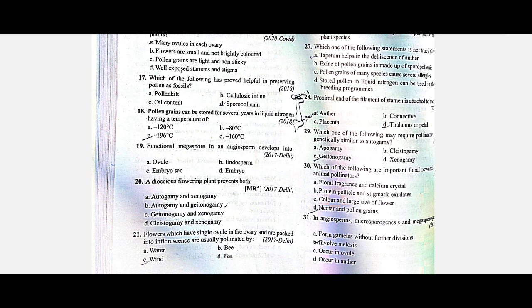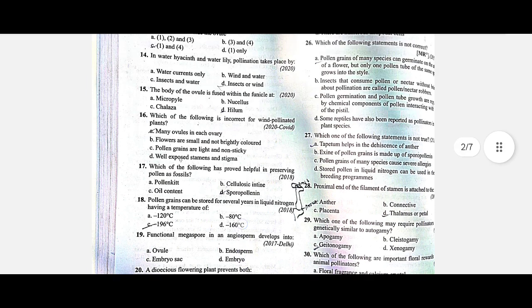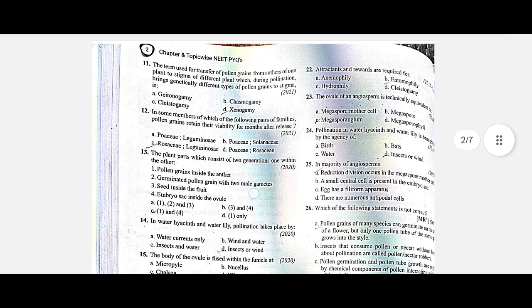The answer is option number B, autogamy and geitonogamy. Question number 21. Flowers which have a single ovule in the ovary and are packed into inflorescence are usually pollinated by water, bee, wind, bat. The answer is option number C, wind. Question number 22. Attractants and rewards are required for anemophily, entomophily, hydrophily, cleistogamy. The answer is option number B, entomophily.